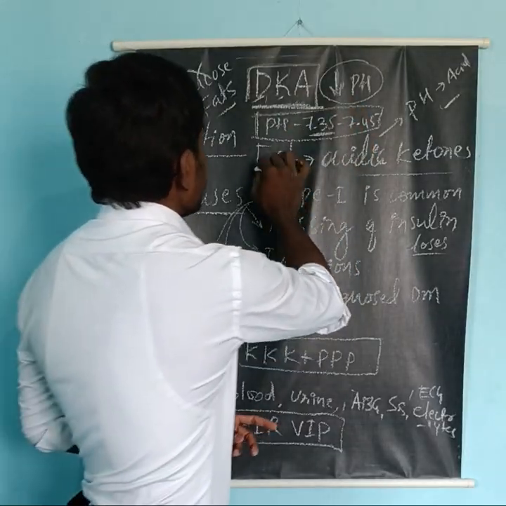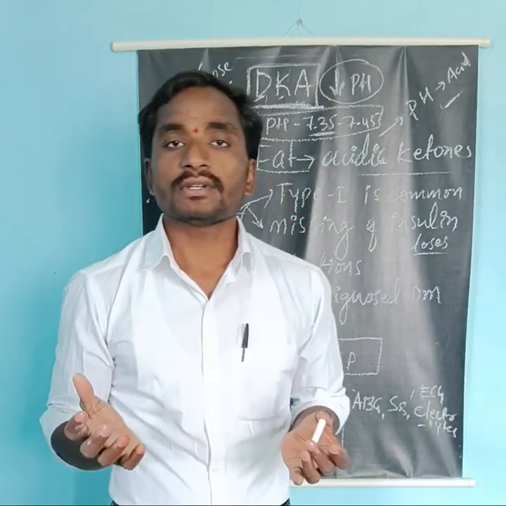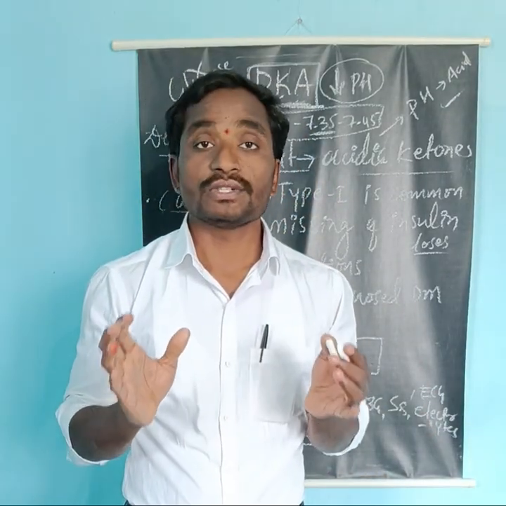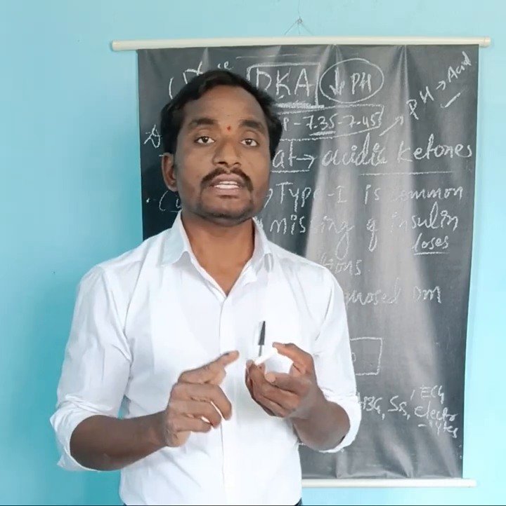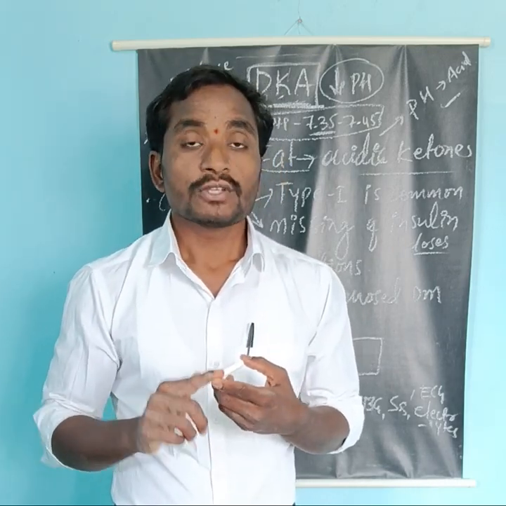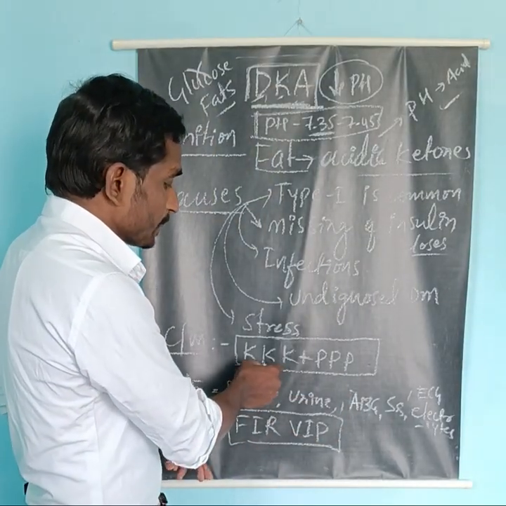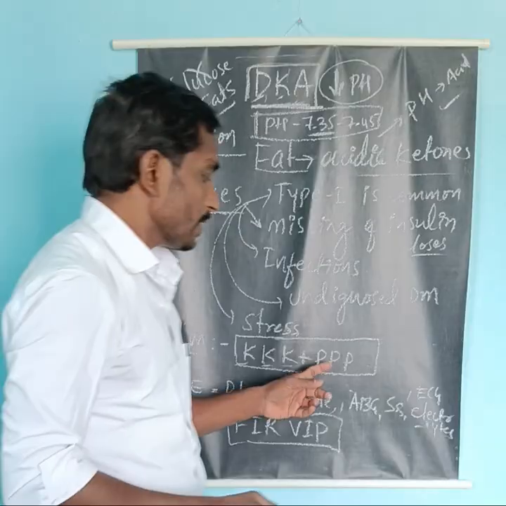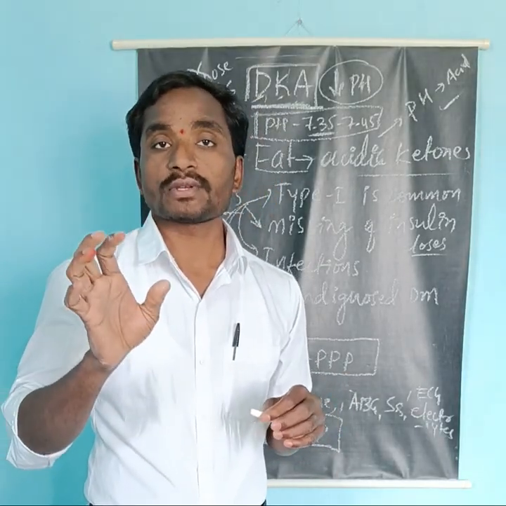Now come to the definition. What exactly is diabetic ketoacidosis? Diabetic ketoacidosis is defined as a life-threatening medical emergency resulting from insulin deficiency, characterized by Kussmaul's respirations, ketone breath, ketonuria, polyuria, polyphagia, and polydipsia. It is called diabetic ketoacidosis.